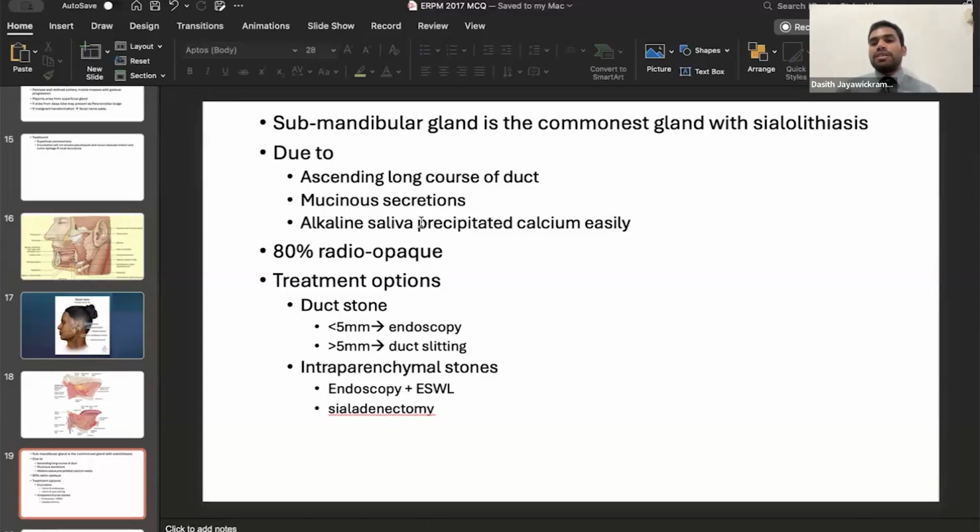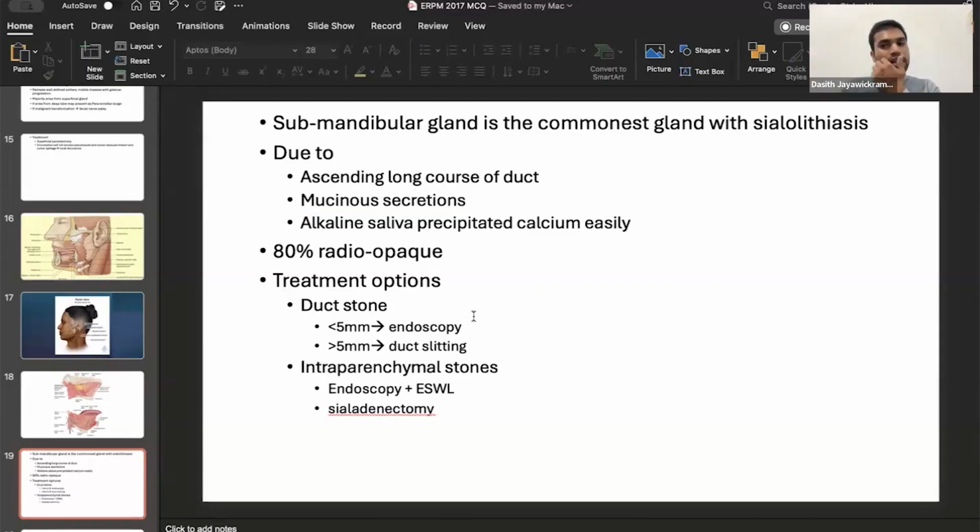And on top of that, the saliva is kind of alkaline. So calcium precipitation is higher. With all these three factors, the submandibular gland has a high chance of developing sialolithiasis. So if there's an MCQ, this can be asked as a question. So these are the three causes. And almost 80% of these stones are radiopaque. The treatment options depend on whether the stone is in the gland or the duct, and they are different.